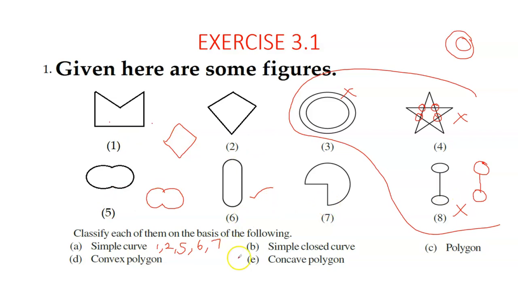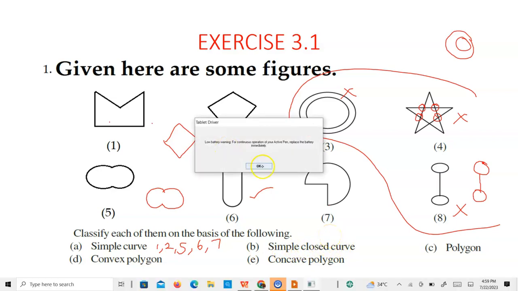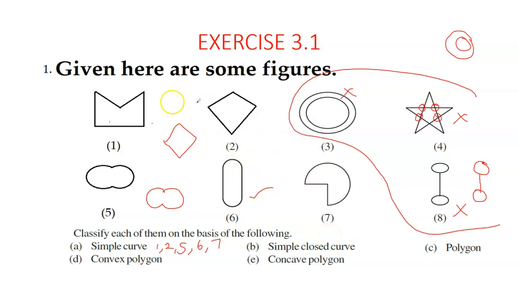And then coming to the simple closed curve. So what is a closed curve? All are closed curves. There is no open curve at all, right. So everything we have discussed here is also applicable here, okay. So 1, 2, 5, 6, 7 are all simple closed curves, okay.